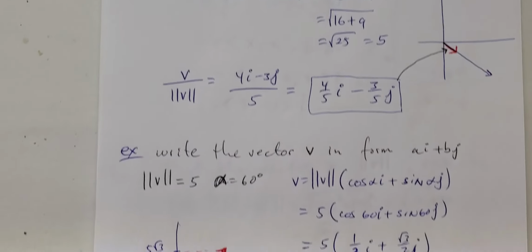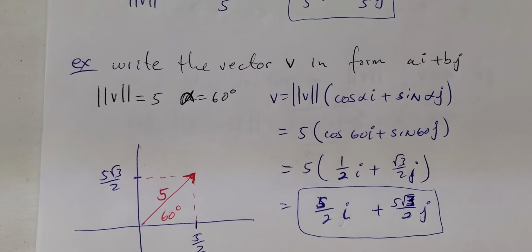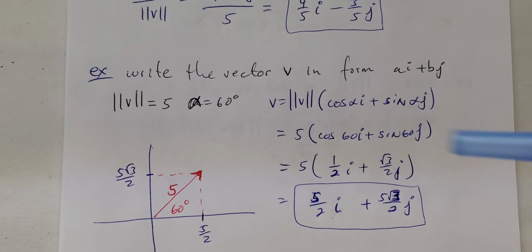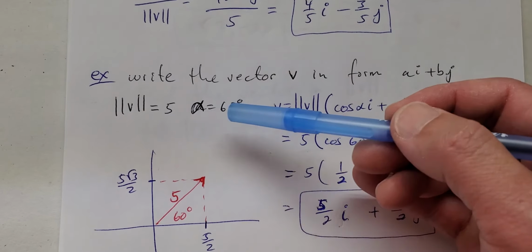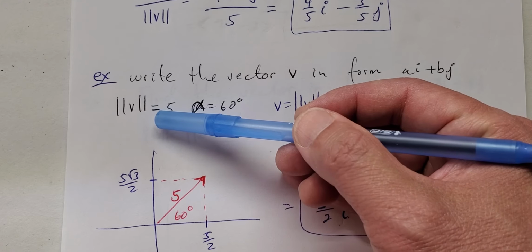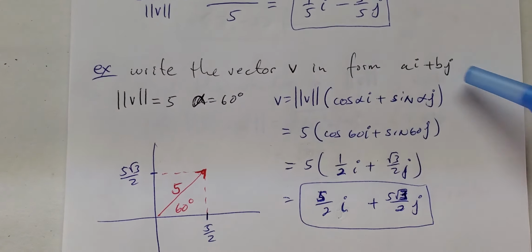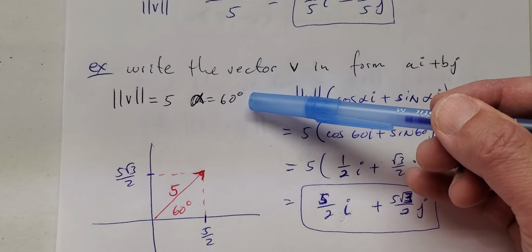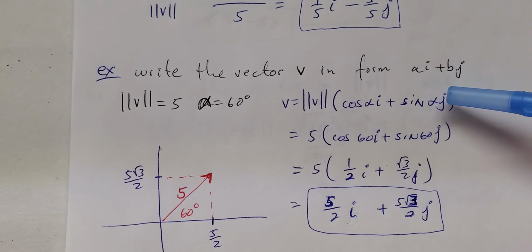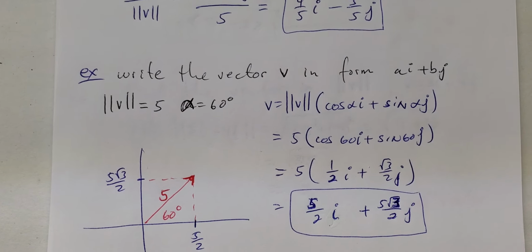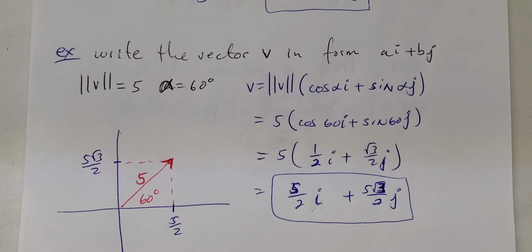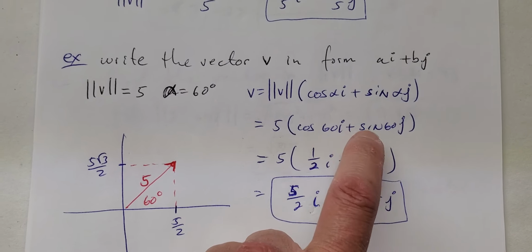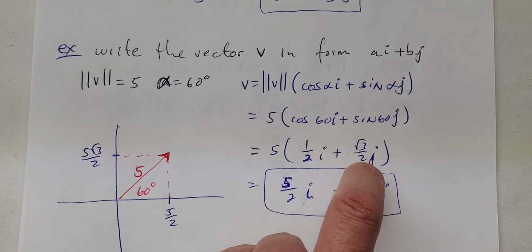Next, we are trying to find the vector given its length and its angle. Using this formula, here's my length, plug it in. My angle is 60 degrees. Then use your chart: cos 60 degrees is 1/2, and sine 60 is square root 3 over 2.